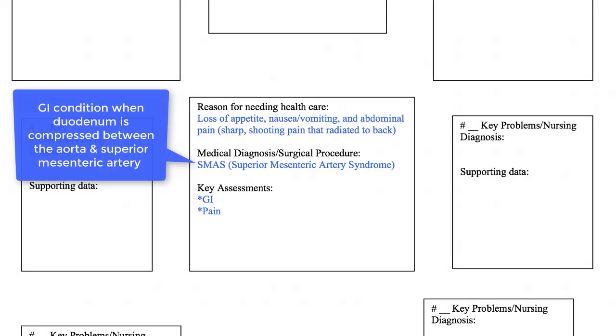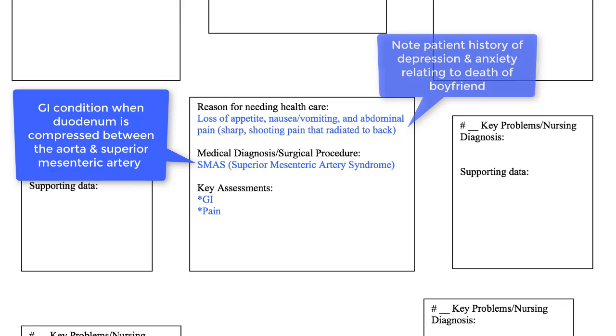This is a digestive condition that happens when the duodenum is compressed between two arteries, the aorta and the superior mesenteric artery, which can cause complete blockage of the duodenum. It's important to note the patient's history, which includes depression and anxiety from losing her boyfriend in a motor vehicle accident 2 months ago. This is key to our current hospitalization because the patient ended up losing 25 pounds in about 10 weeks. This all started with the passing of her boyfriend.